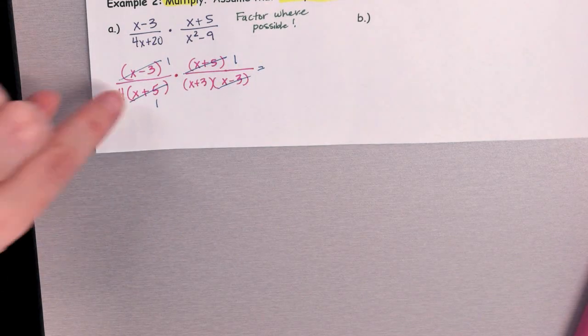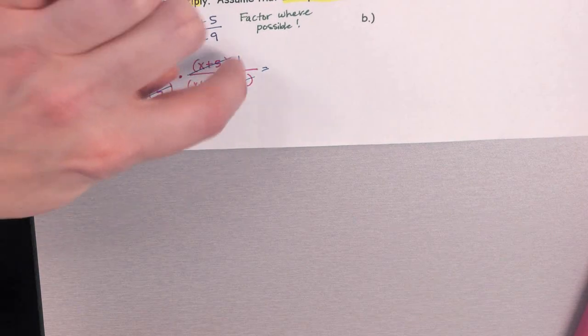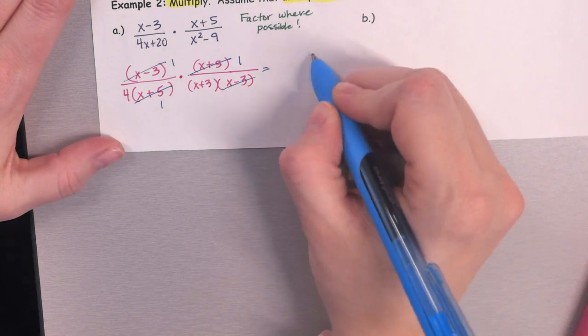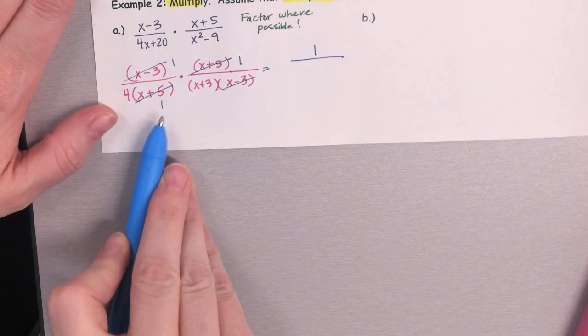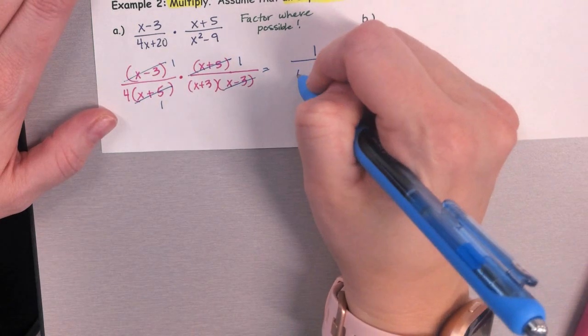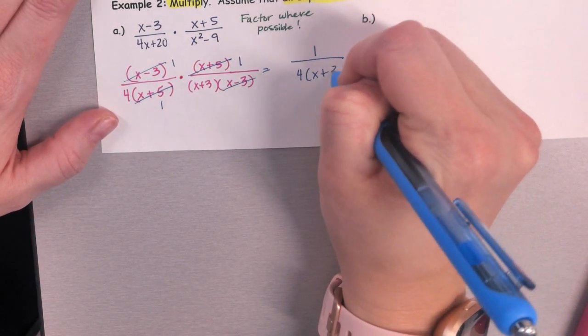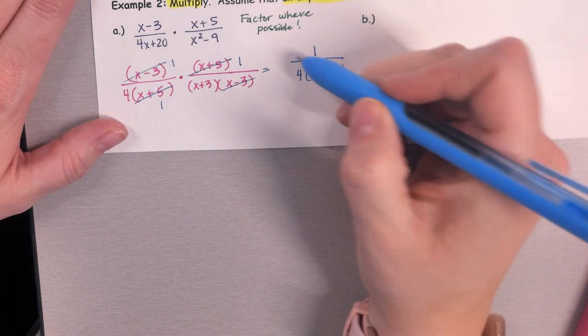Okay, so on the top now, I have 1 times 1, which is 1. On the bottom, you have 4 times 1, which is 4. 4 times x plus 3, leave it like this. You do not have to distribute. This is factored form.